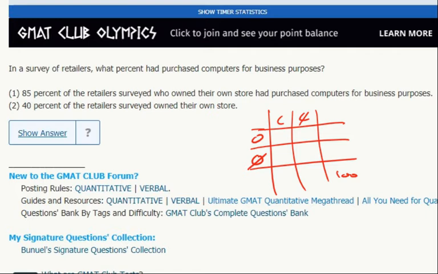So 85% of the retailers surveyed who own their stores. So 85%, not of the total, but of those who own. So the total for owned is X. Purchased their computer for business purpose, that's 0.85x. Whatever comes after the "of", 85% of those who own their stores, so that's X, the total who own their stores, did purchase the computer for business purpose. And I guess this is 0.15x, but I can't really work down, because what it basically wants to know is this box overall: those who purchase computers for business purposes.